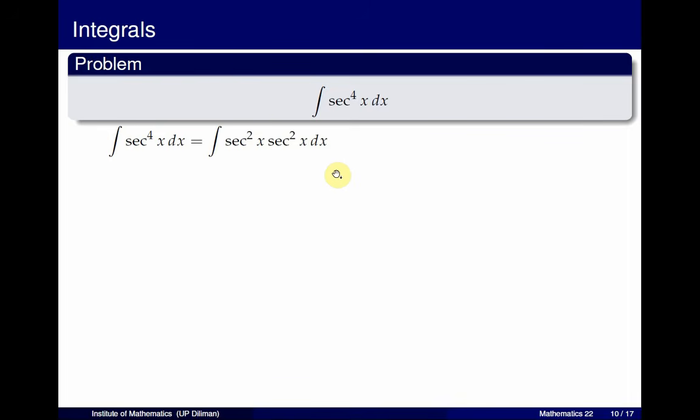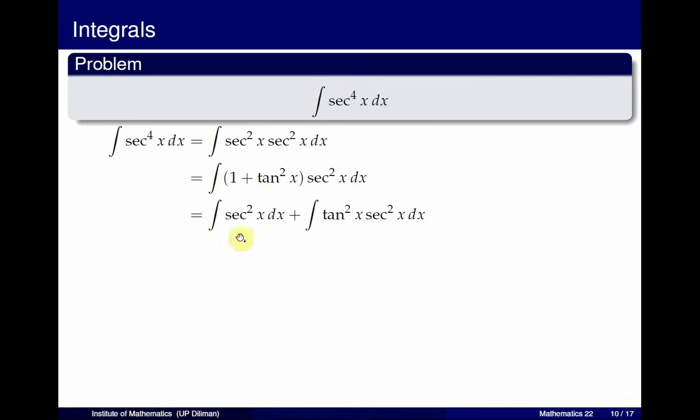So we will have to find a tangent somewhere. But fortunately, secant squared x is 1 plus tangent squared x. So let's write it as such. So we will get the integral of the quantity 1 plus tangent squared x times secant squared x dx. And so we will have, by splitting, the integral of secant squared x dx plus the integral of tangent squared x secant squared x dx.